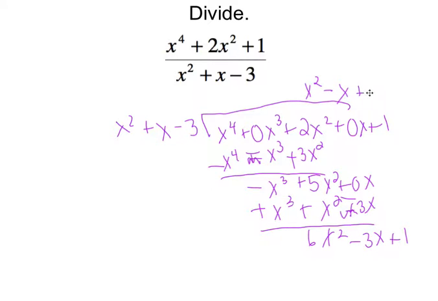Up top, I need plus 6. That becomes 6x squared plus 6x minus 18. Change the signs and add. That becomes negative 9x plus 19. I write that as my remainder.